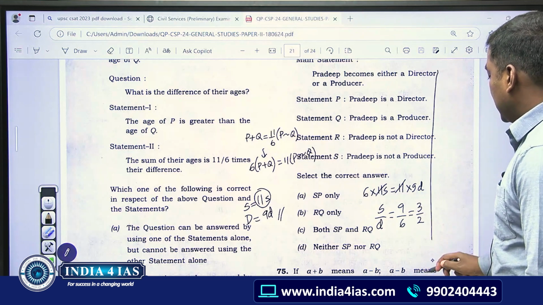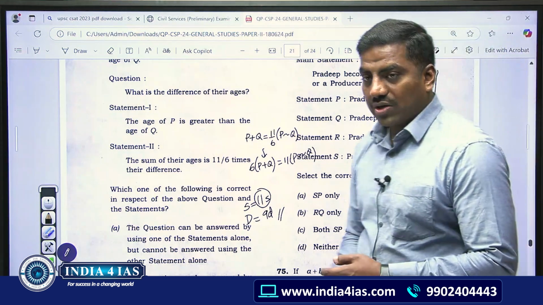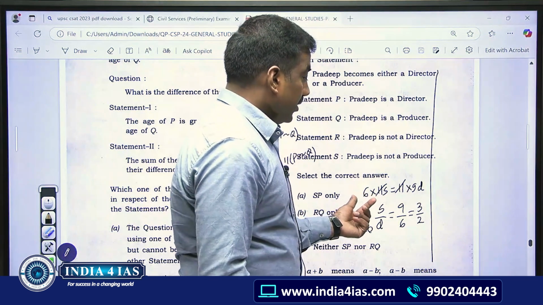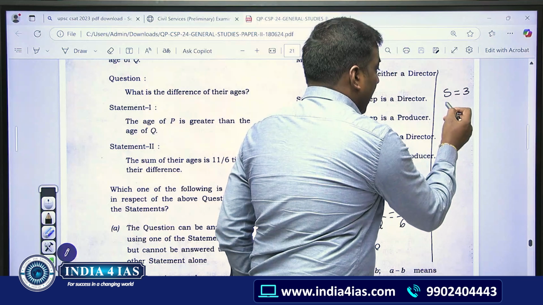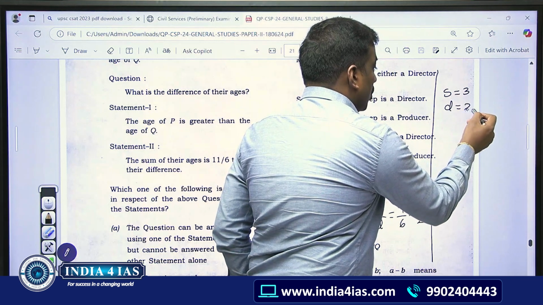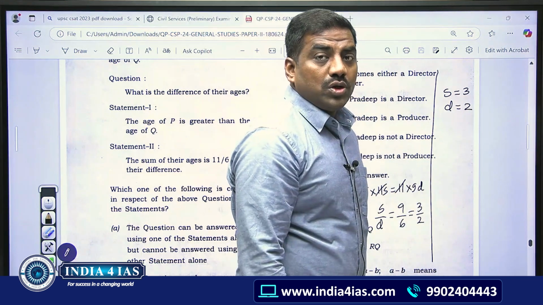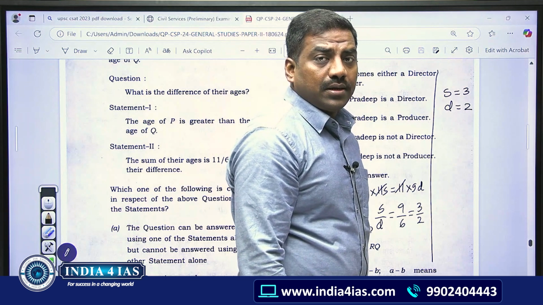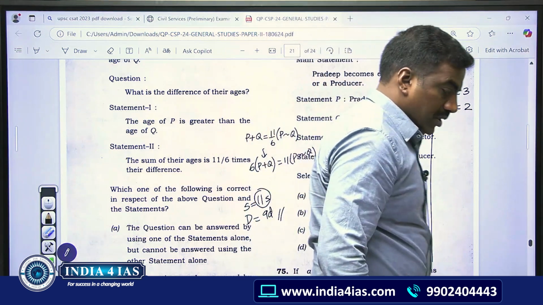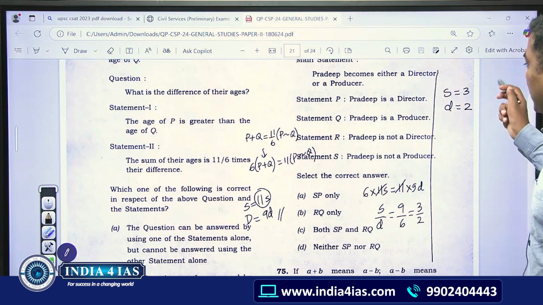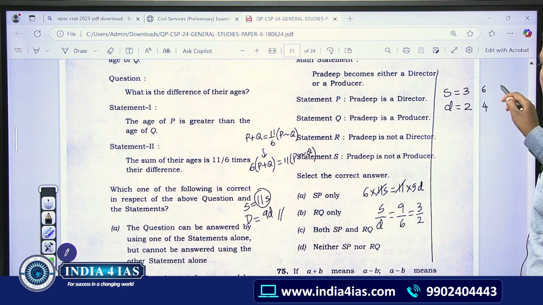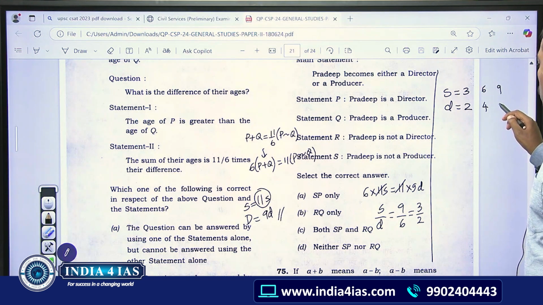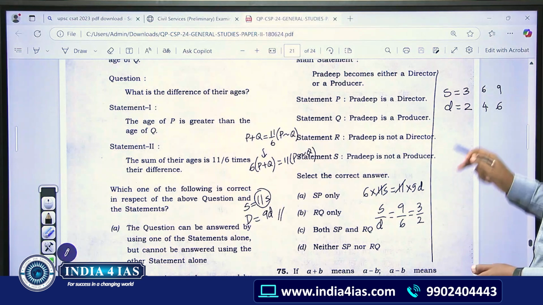So in this case, we have to find those digits whose sum is equal to 3 and whose difference is equal to 2. So here we have to look for such numbers, or it can be in multiples of 3. If the sum is 6, the difference has to be 4. If the sum is 9, the difference has to be 6. You have to look for those numbers.